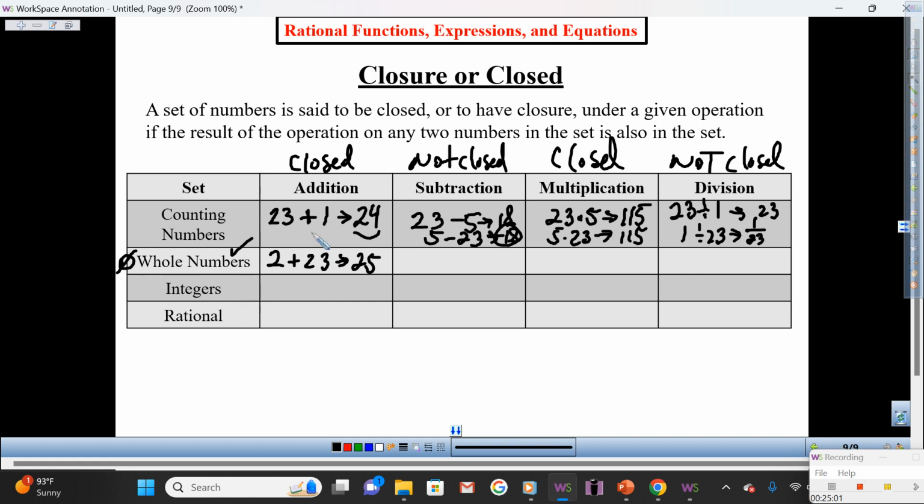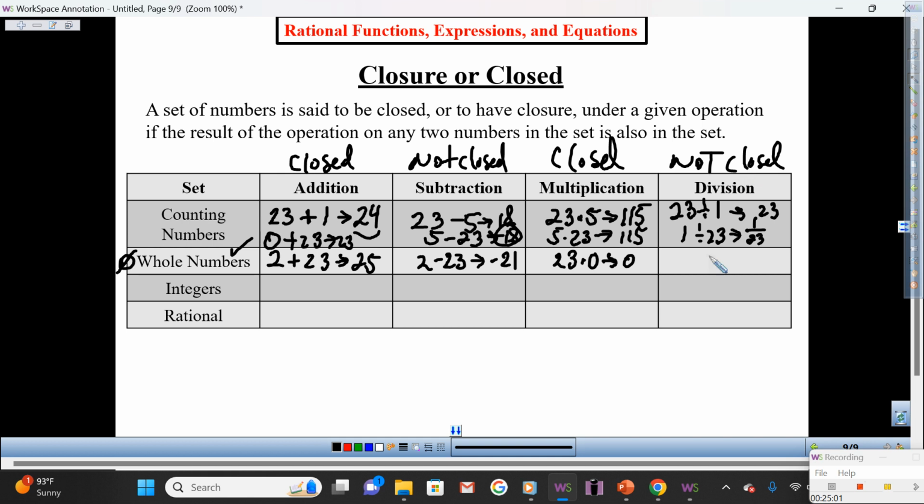Okay. So is it closed under addition? Looks like it. Let me try 0. What is 0 plus 23? 23, so it is closed. All right. How about subtraction? Is it closed under subtraction? Let's see. 2 minus 23. That gives us what? Negative 21. Is it closed? No, it's not closed. How about multiplication? 23 times 0. 0 times 1, and so on and so forth. Okay, so it is closed.